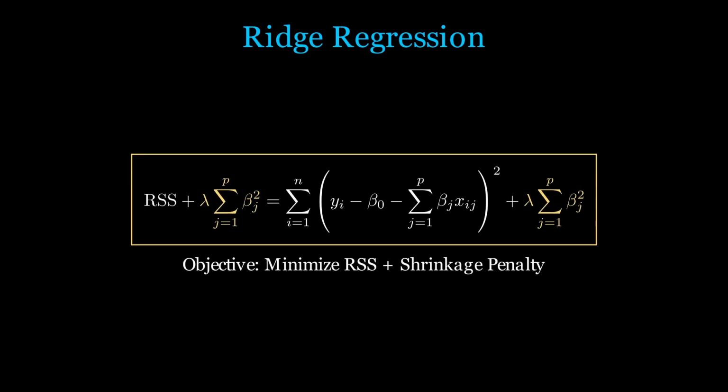Notice that the penalty term only applies to the slope coefficients beta 1 through beta p. The intercept beta 0 is not penalized because it serves as the baseline level of the response variable. Here, lambda is a non-negative tuning parameter. We'll explore the role of lambda in more detail in the next section.